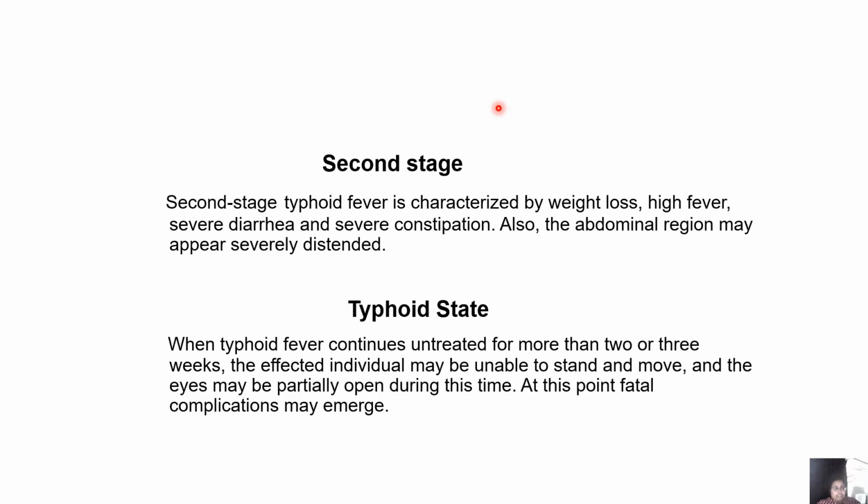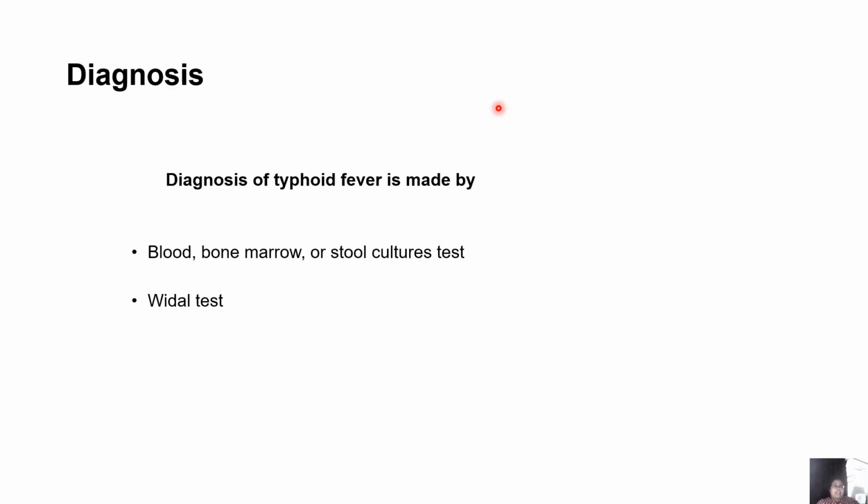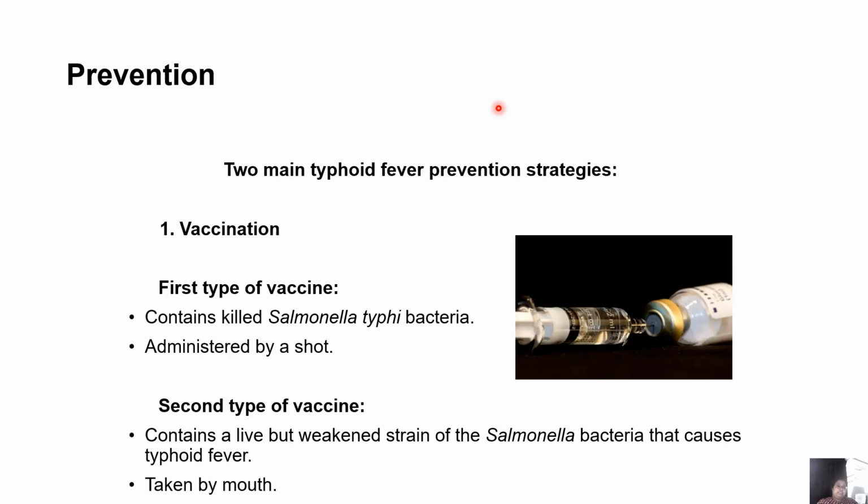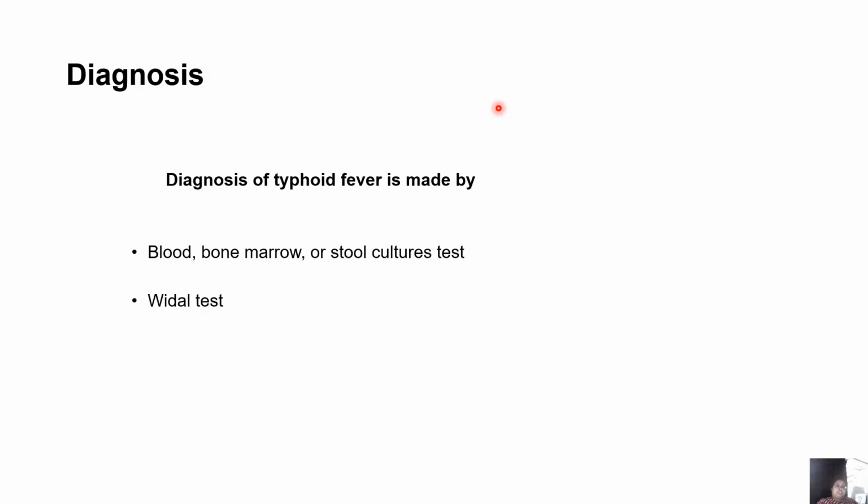Then the typhoid stage. When typhoid fever continues untreated for more than 2 or 3 weeks, the affected individual may be unable to stand and move and the eyes may be partially open during this time. At this point, fatal complications may emerge. Now about the diagnosis. Diagnosis of typhoid fever is made by blood, bone marrow or stool culture tests or a Widal test.